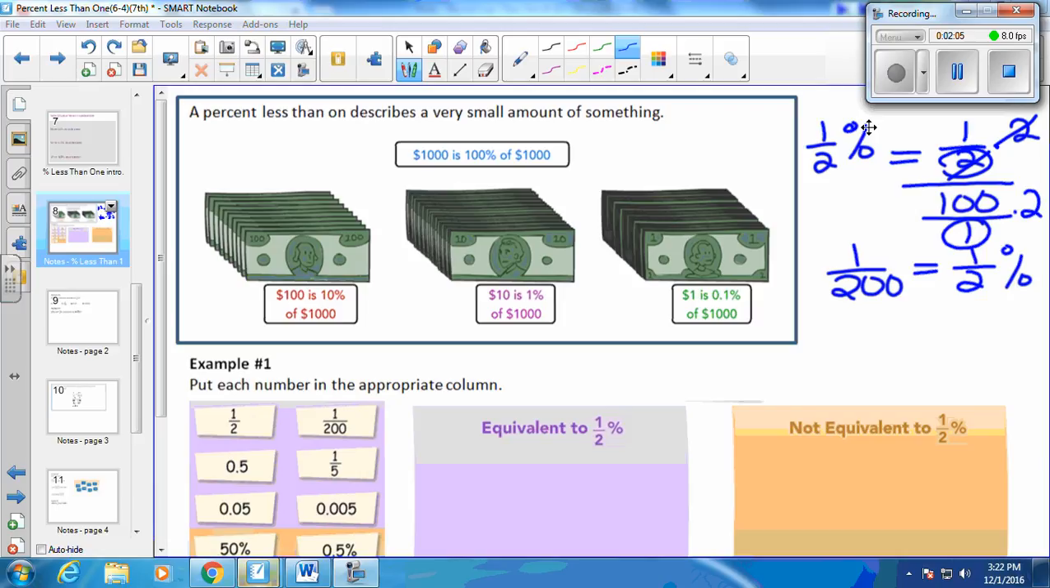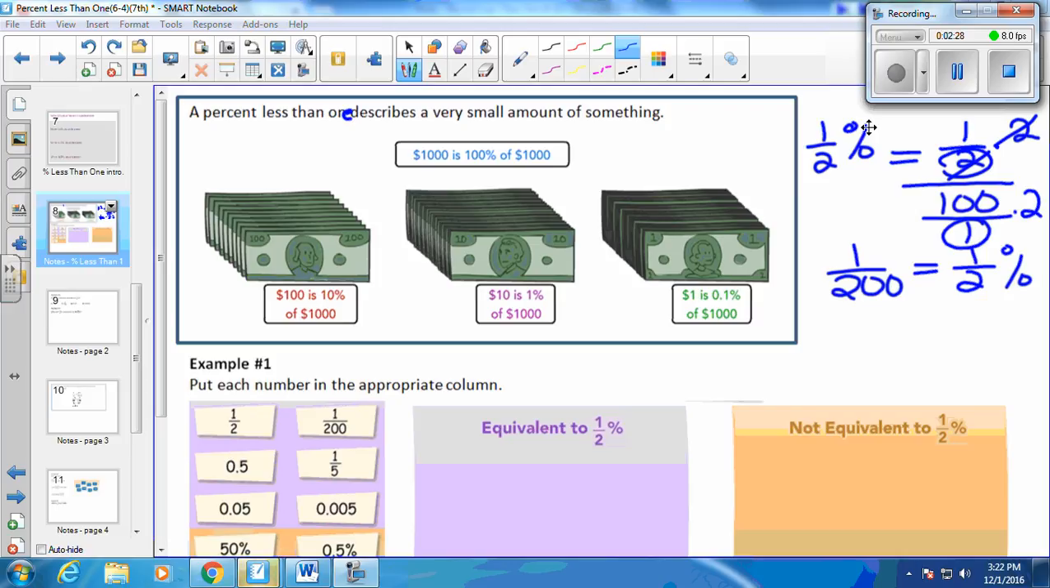The other thing that I would like to show you is what they have in the key concept here. A percent less than 1 describes a very small amount of something, a very, very tiny amount. So let's say that you have $1,000. 100% of $1,000 is the $1,000.